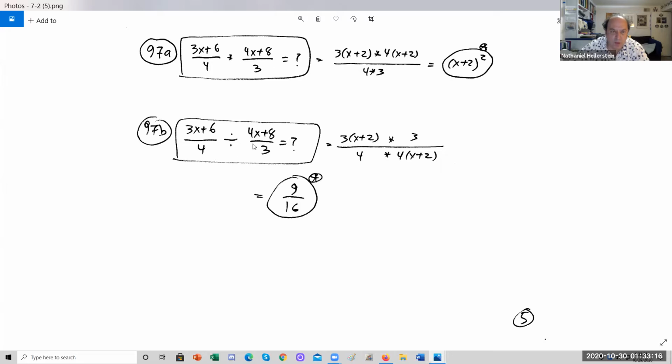Here we have the same two fractions, and we divide them. And that means we flip this up or down. 3(x plus 2) times 3, over 4 times 4(x plus 2). The x plus 2's cancel this time, and we're left with 3 times 3 over 4 times 4, or 9/16.